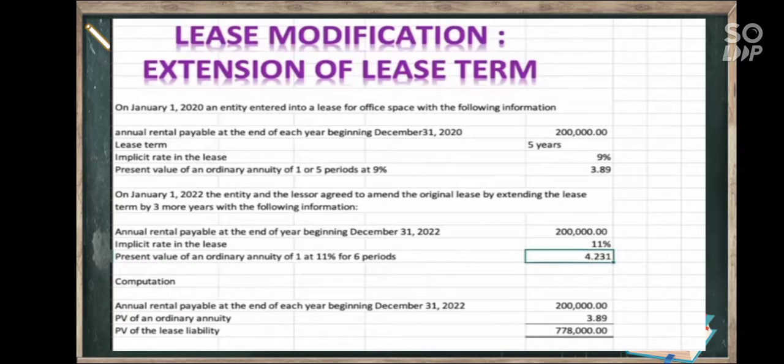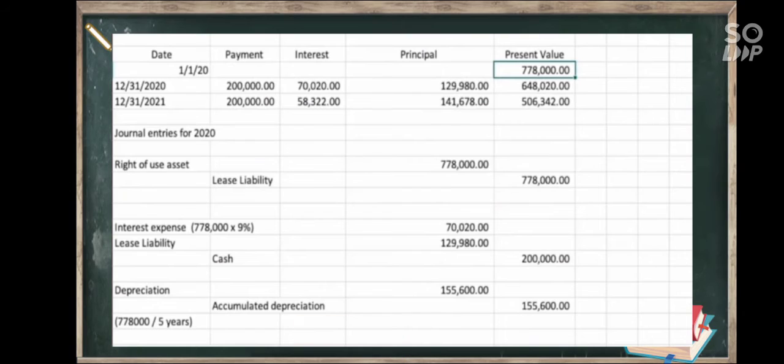Annual rental payable at the end of each year beginning December 31, 2020 is 200,000. Present value of an ordinary annuity is 3.89. Multiply them. The present value of the lease liability is 778,000.